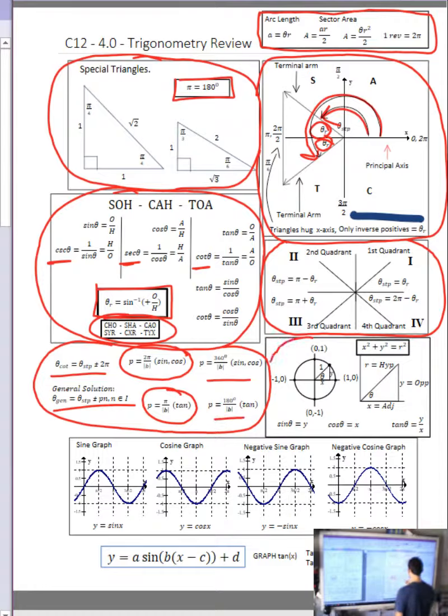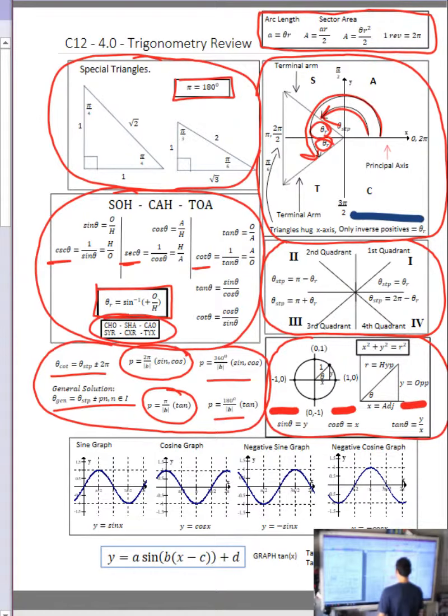We're also going to be using the unit circle and our new definitions of sine, cos, and tan in big red. Sine theta is the y value of the unit circle. Cosine theta is the x value of the unit circle. Tan theta is the slope of the unit circle.